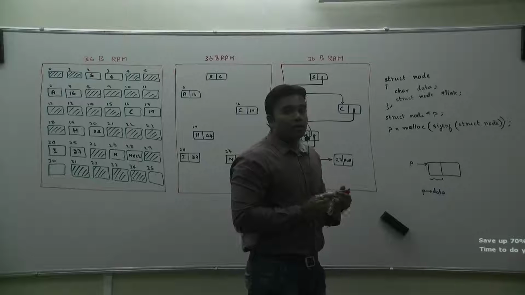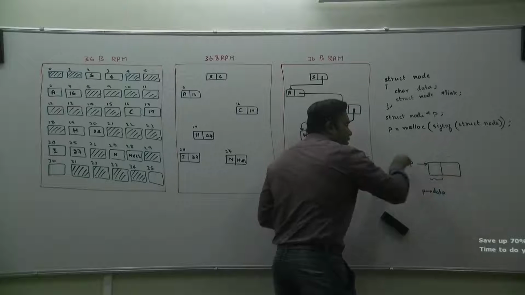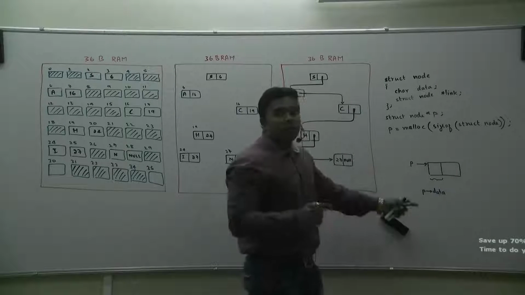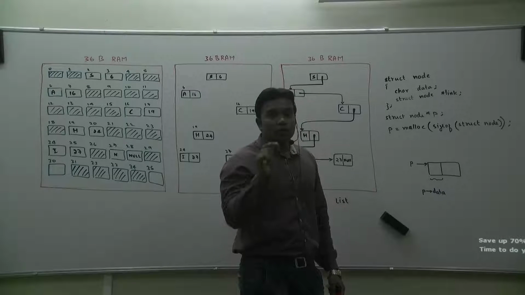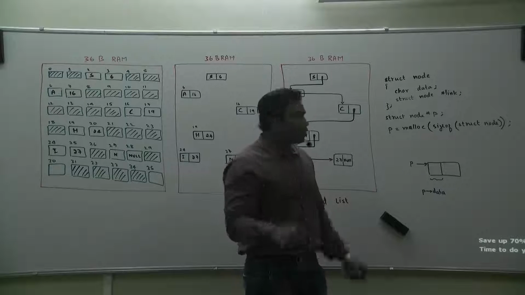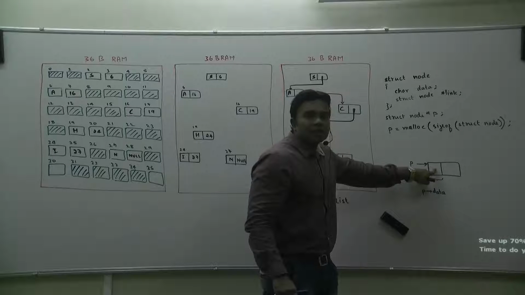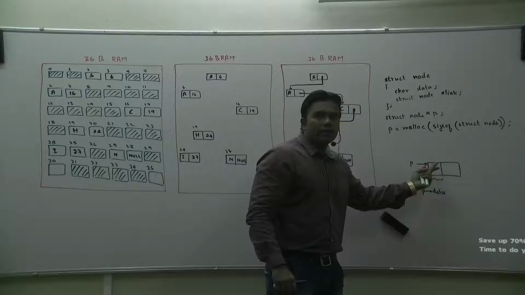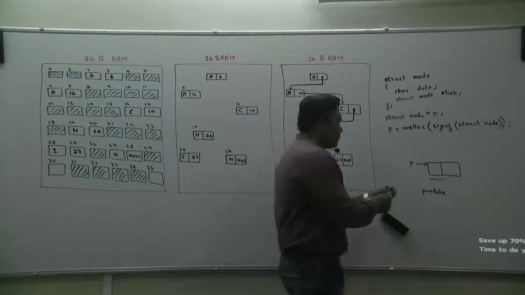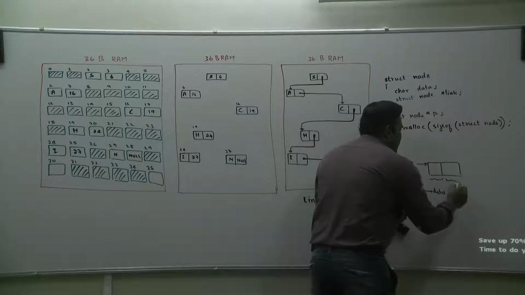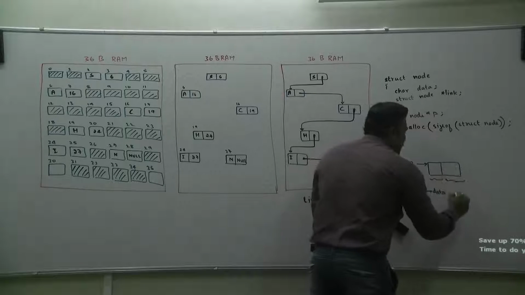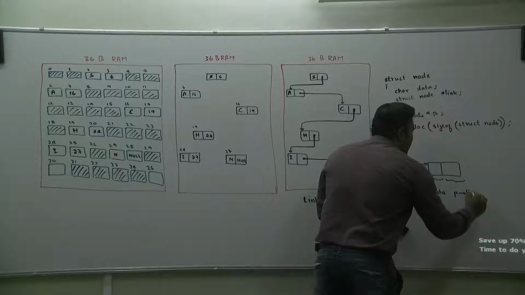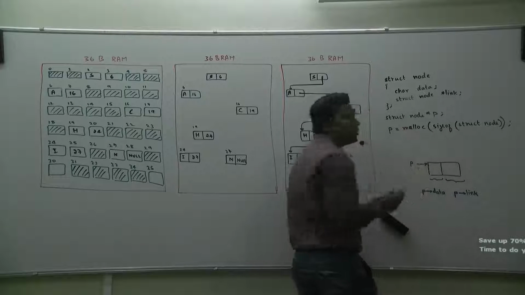Long back I told you, for a structure, if you want to access it through a pointer, you should use the arrow operator. I have told you in one of my previous videos. You cannot use dot. Dot you have to use if you are doing it without a pointer. Through a pointer, if you want to access a structure component, you should use arrow. Similarly, this part, if you want to access, this part is nothing but the link part. But what is its name if you ask me? It is nothing but P arrow link. That is the name of this part.